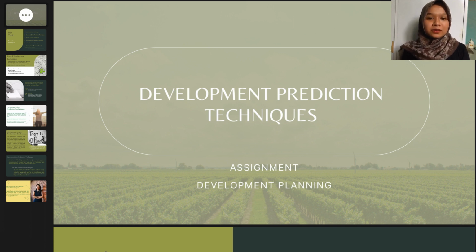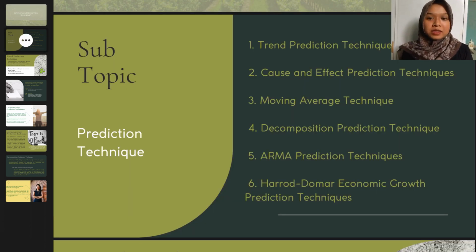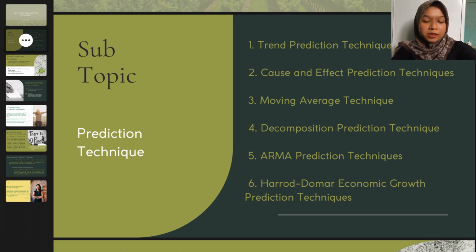So today I will try to explain development prediction techniques for development planning. For today I will try to explain 6 subtopics. The first is trend prediction technique. Number 2 is cause and effect prediction technique. Number 3 is moving average technique. Number 4, decomposition prediction technique. Number 5 is ARMA prediction technique. Number 6 is Harrod-Domar economic growth prediction technique.